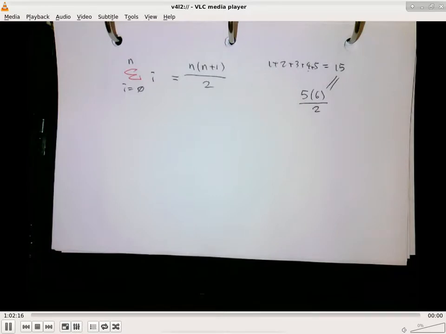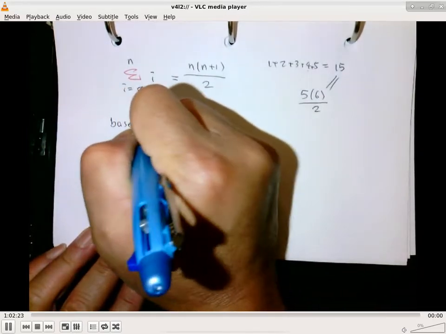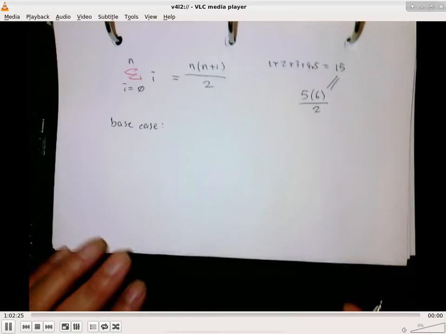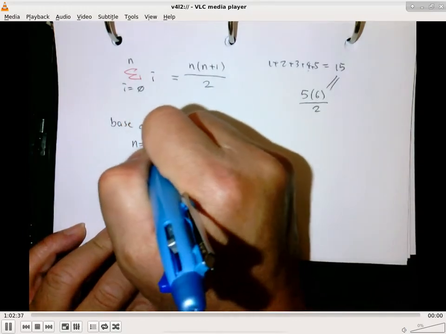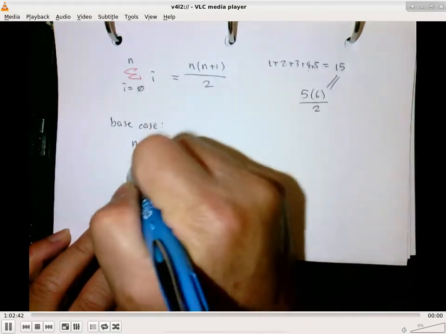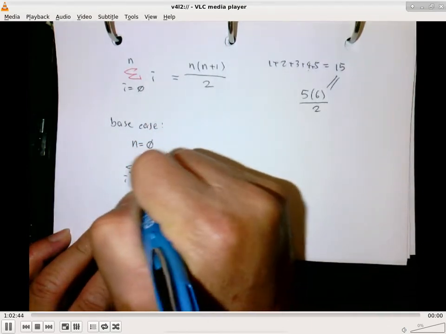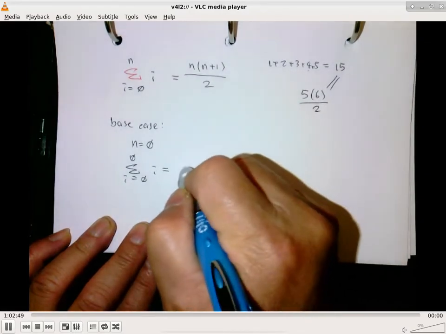So what are the 2 steps of proof by induction? We need a base case, right? The base case is basically to say, let's fix n to a specific value and prove that for that one single value, the theorem holds true. So let's consider the case when n equals 0. Then the summation of i from 0 to 0 of i is going to be just 0.